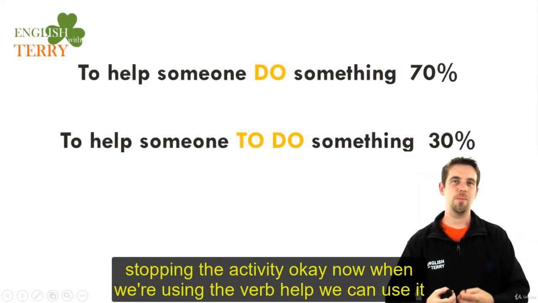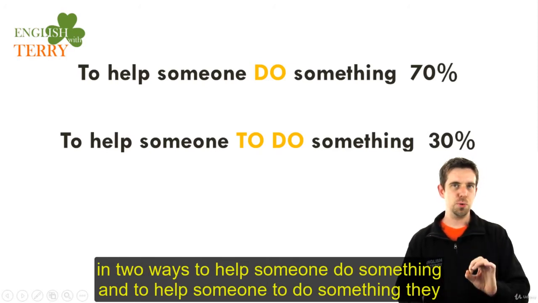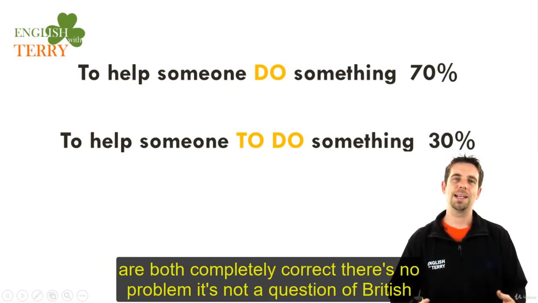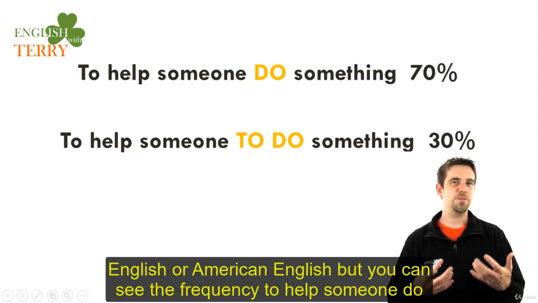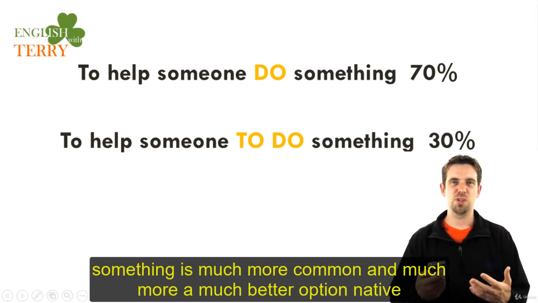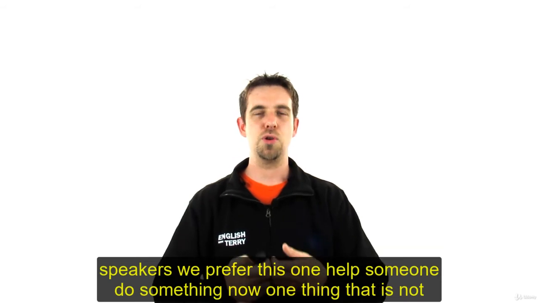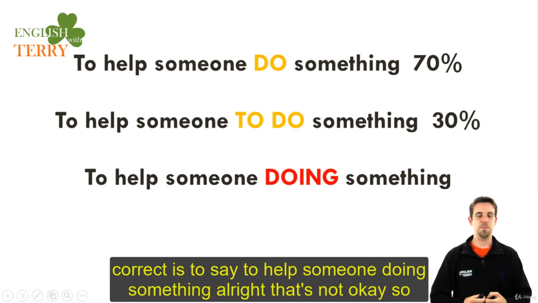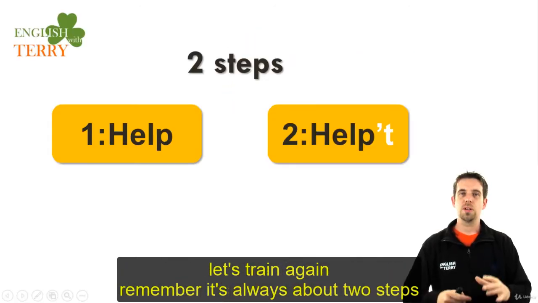Now, when we're using the verb help, we can use it in two ways. To help someone do something and to help someone to do something. They are both completely correct. There's no problem. It's not a question of British English or American English, but you can see the frequency to help someone do something is much more common and a much better option. Native speakers, we prefer this one, to help someone do something. Now, one thing that is not correct is to say to help someone doing something, all right? That's not okay.